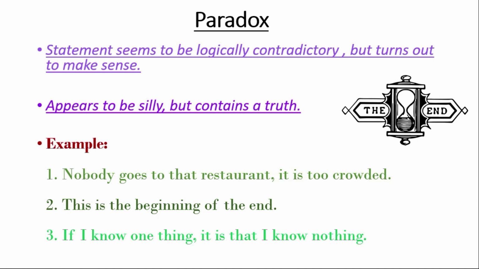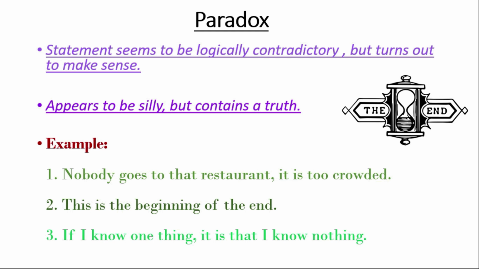A paradoxical statement seems to be logically contradictory. Means when you first listen to it, you will be like, what? This doesn't make sense. It seems contradictory. But when you look deeper, it turns out to make sense. So initially, when you look at the paradoxical statement, it appears to be silly, but it contains some truth or some sense in it. So let's look at an example and see.